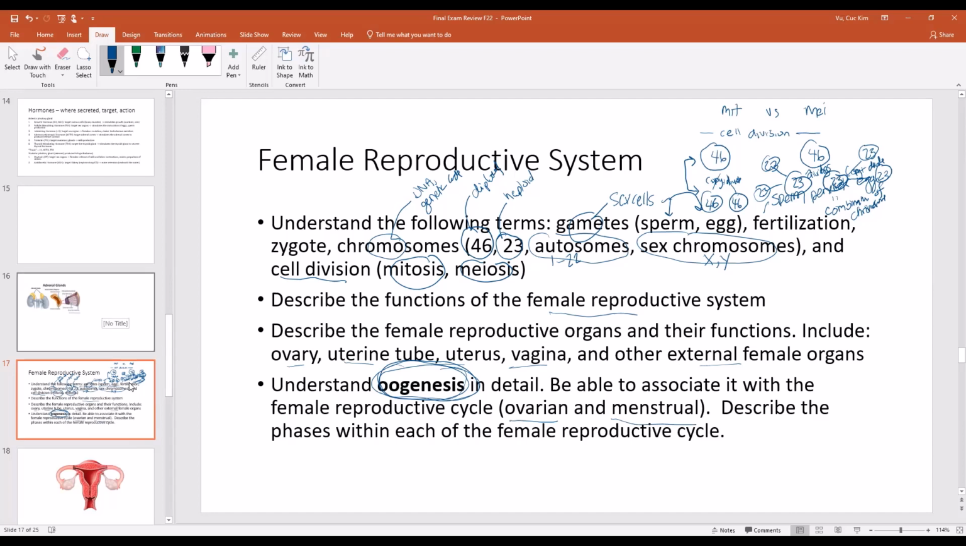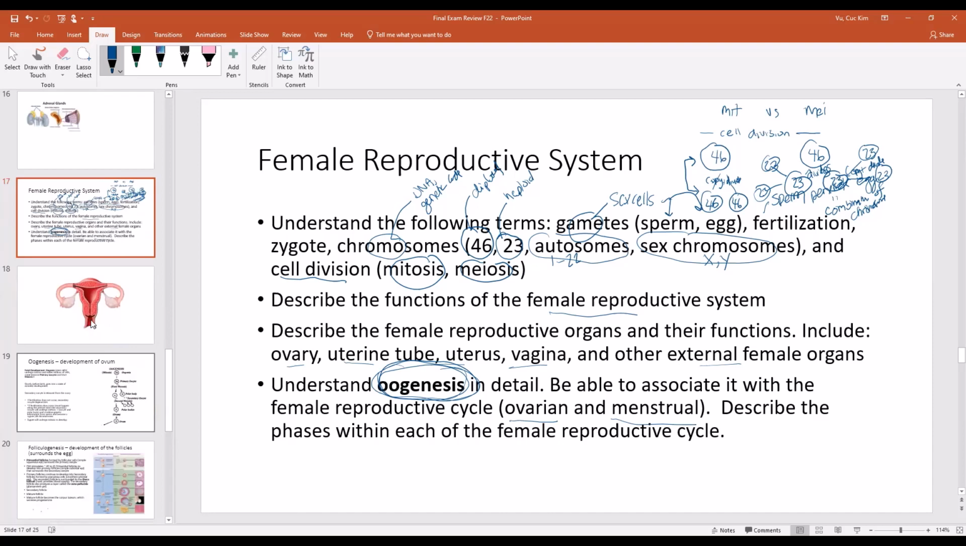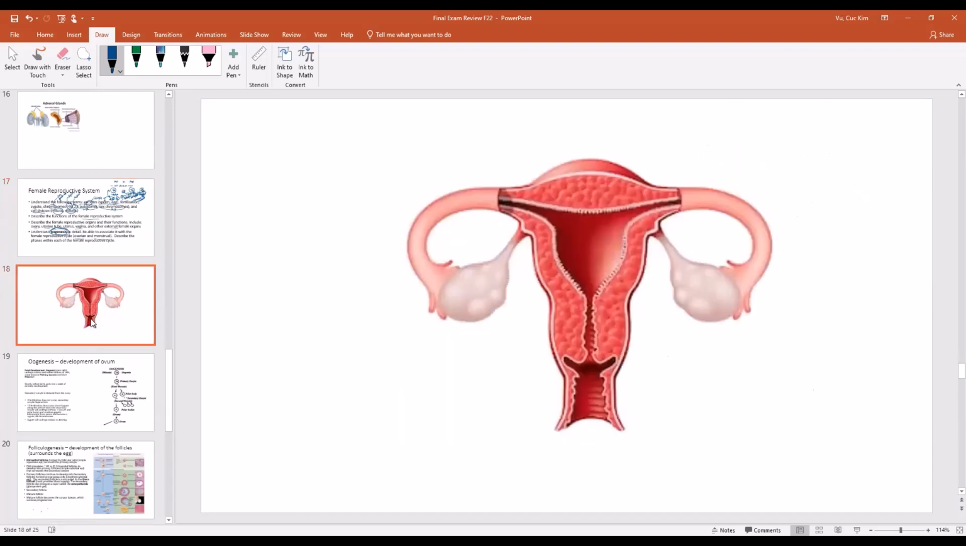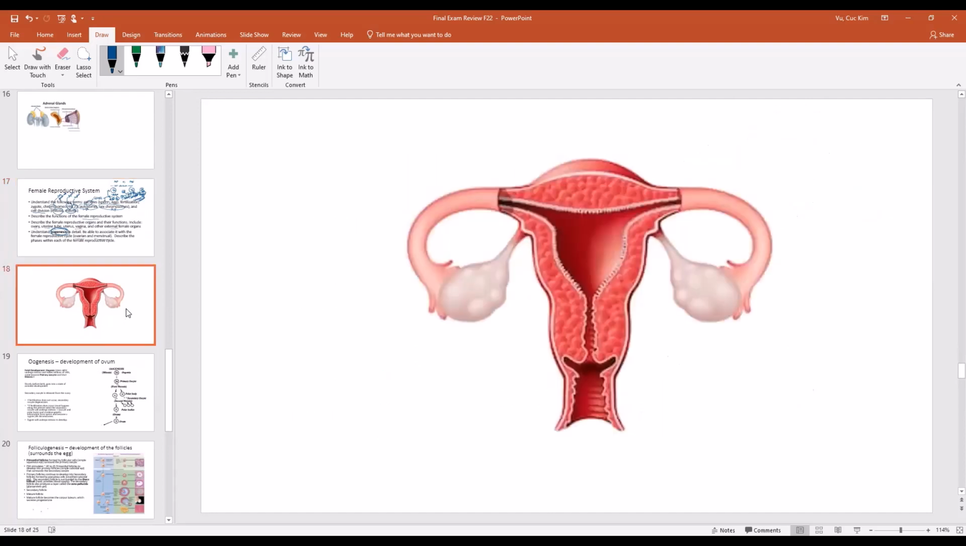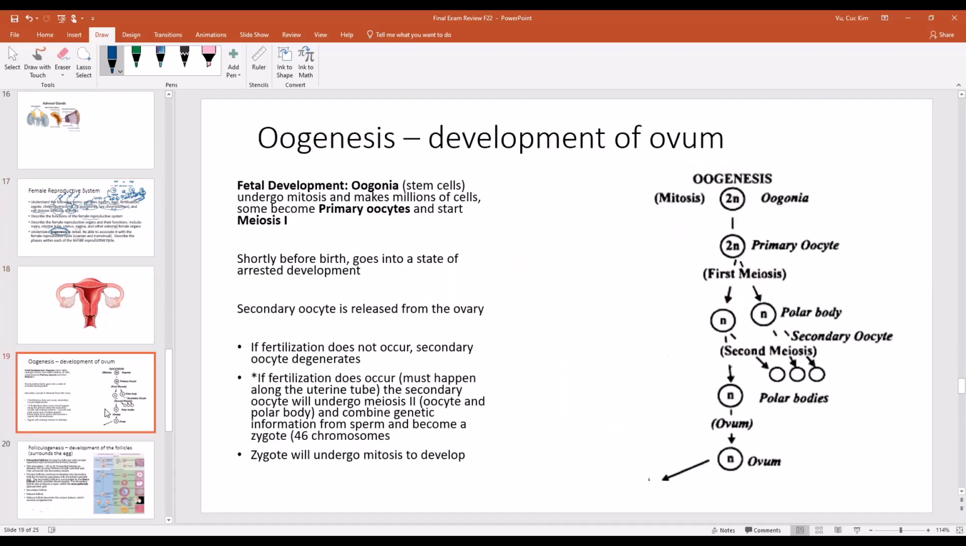So do you want me to spend time going through the structure or go right into oogenesis? Oogenesis. Yeah, that's usually the request. Okay. This is a very old diagram that I used when I was going through the learning of this process as well. It's old, but it works really well.